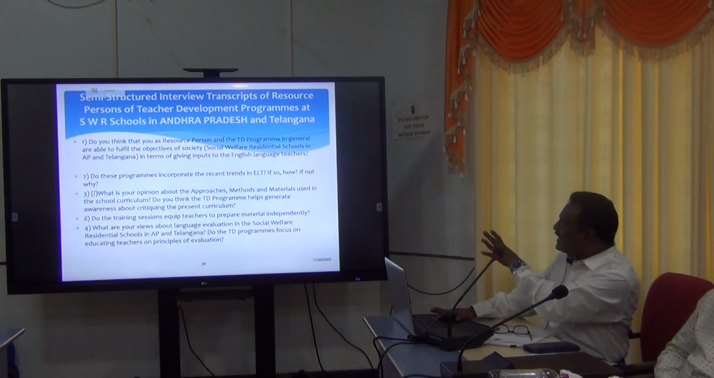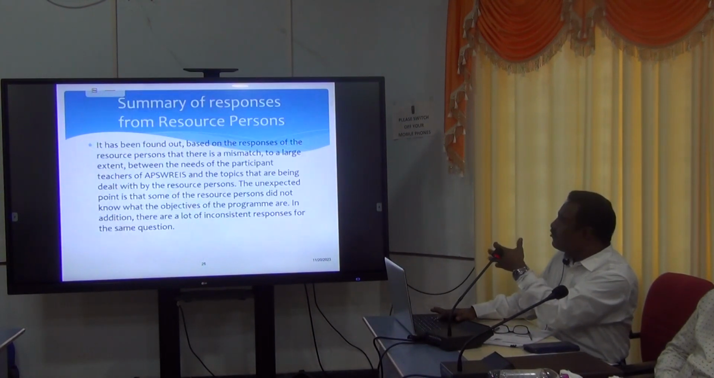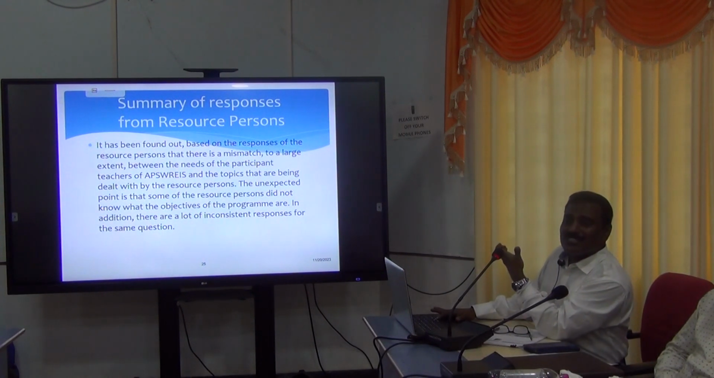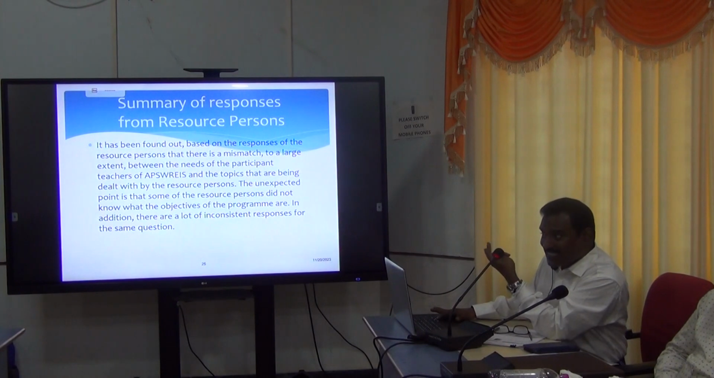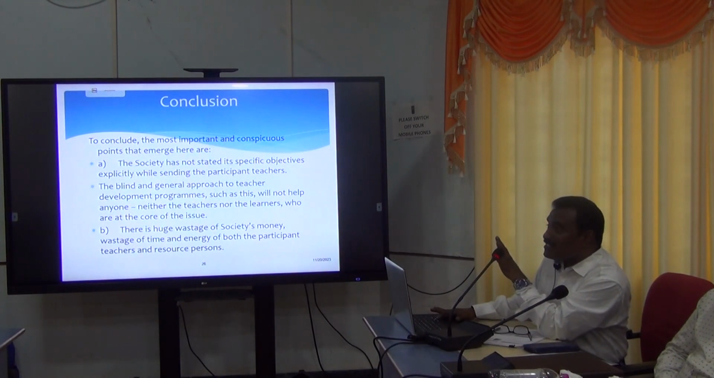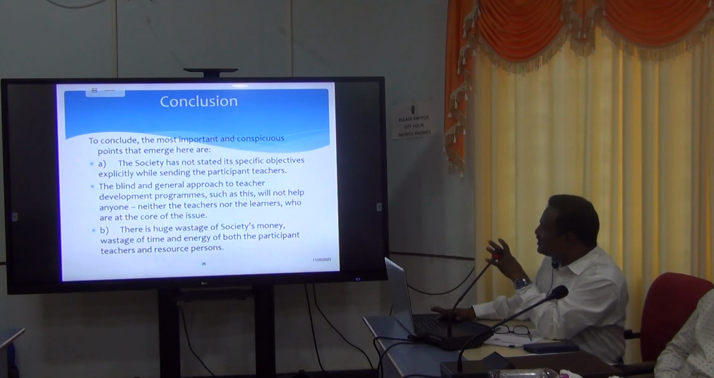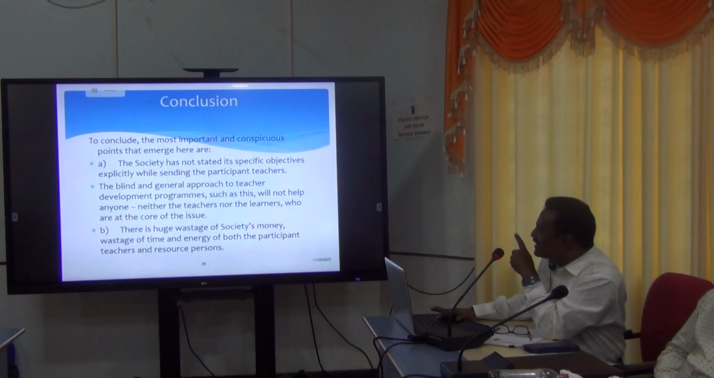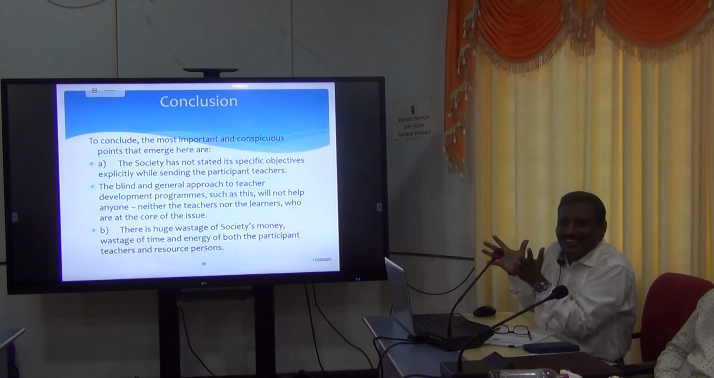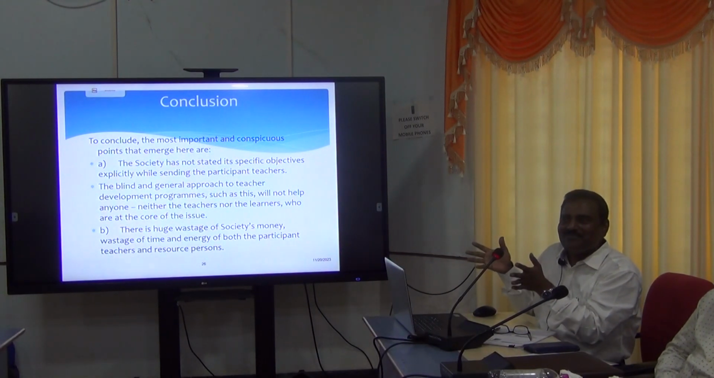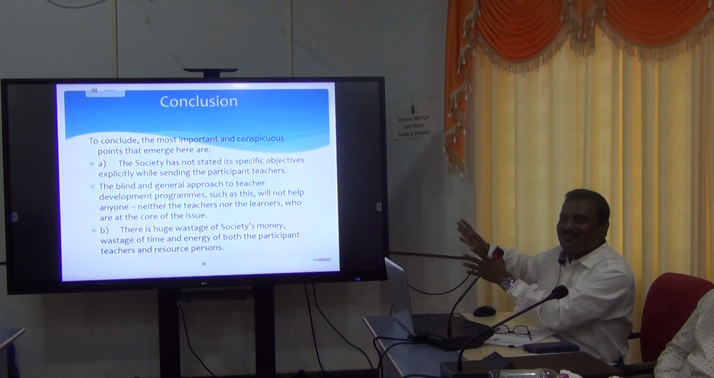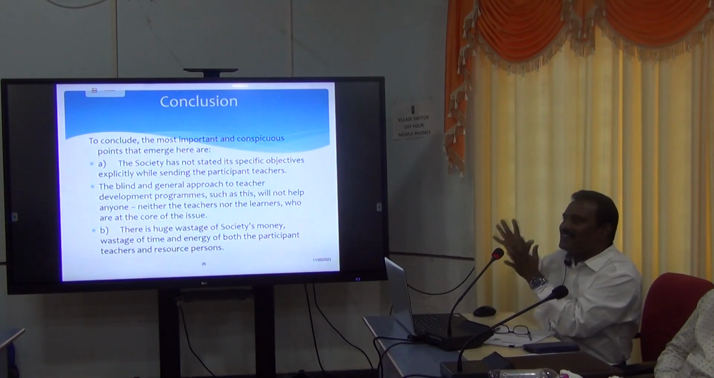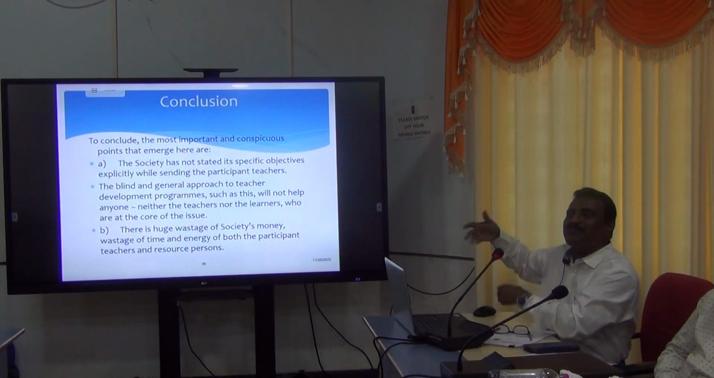So these are the ways we really understand the transcriptions. How we really translate this. So this is the summary of the resource persons. It's really commendable, the responses I received from the resource persons, teachers, coordinators. So it's not just to conclude. The most important conclusion point that emerges here is the society has not stated its specific objectives explicitly while sending the participant teachers. The society, right? They don't know what kind of training they want to give. They're just sending them. They are allocating some fund for that. The society does not have any kind of objectives before sending them to the training.